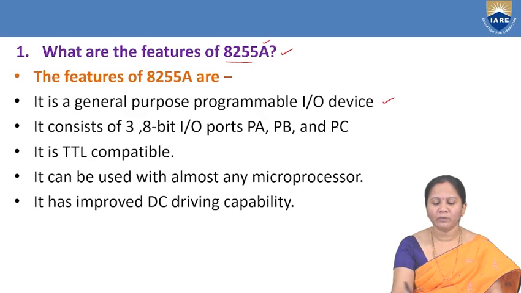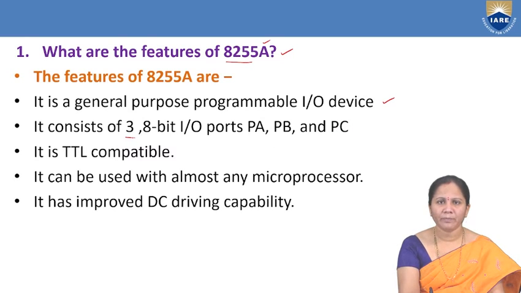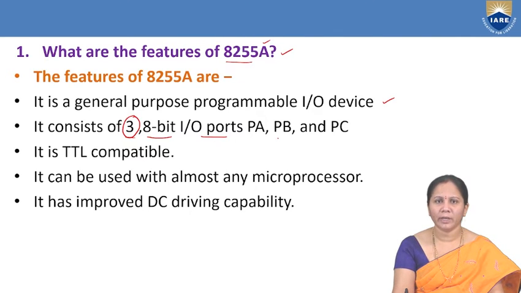It consists of 3 ports. Each port is 8 bits in size, and each port can be used as either an input port or an output port, because all the ports are bidirectional. The 3 ports that are 8 bits in size are port A, port B and port C.